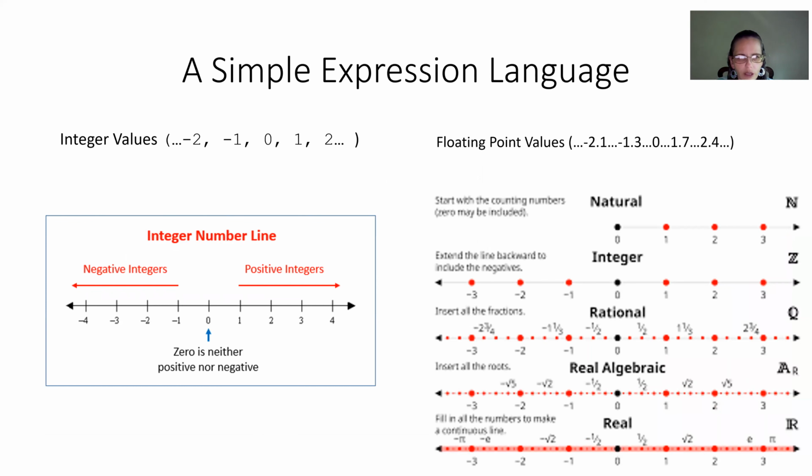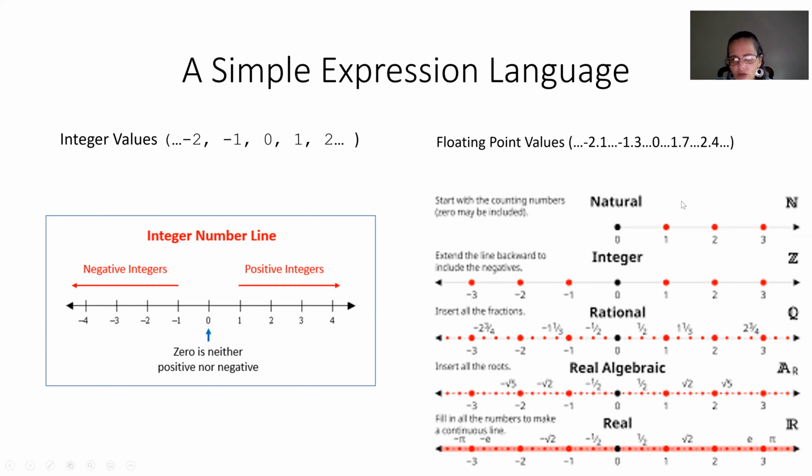So some of the things: integer values. These are the whole number values in the positive and negative direction, including the number 0. We can represent these on the number line. Recall that 0 is neither positive nor negative, and we have the positive integers on the right and the negative integers on the left. We can also have floating point values. These otherwise are known as the decimal numbers. This set can include the integers, but also includes the points in between.